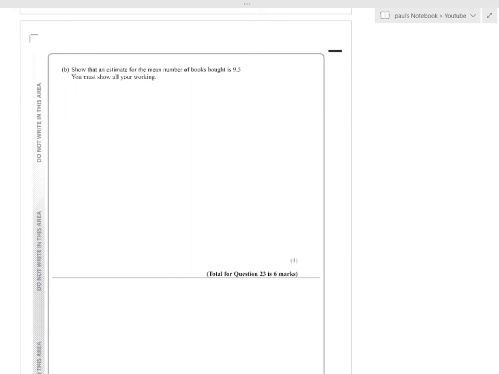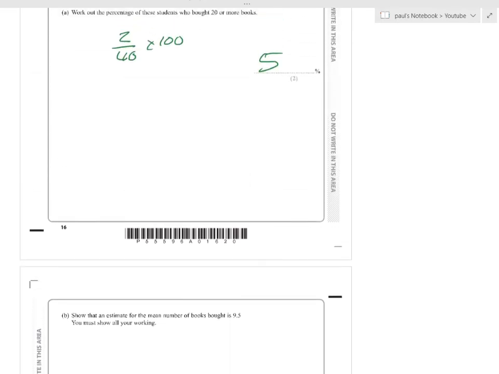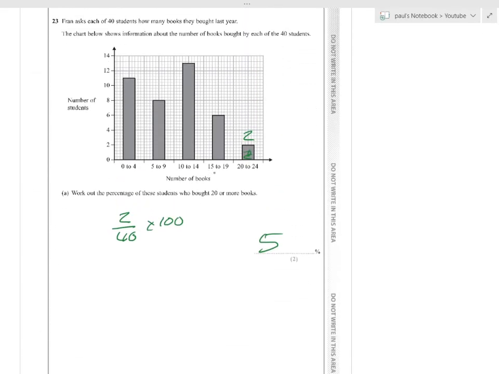Show that an estimate for the mean number of books bought is 9.5. So we've got to work out the estimate of the mean number of books. What's that? 11, 8, and 13. So that is 19, 29, 32, 38, 40. Of course it is. 40.